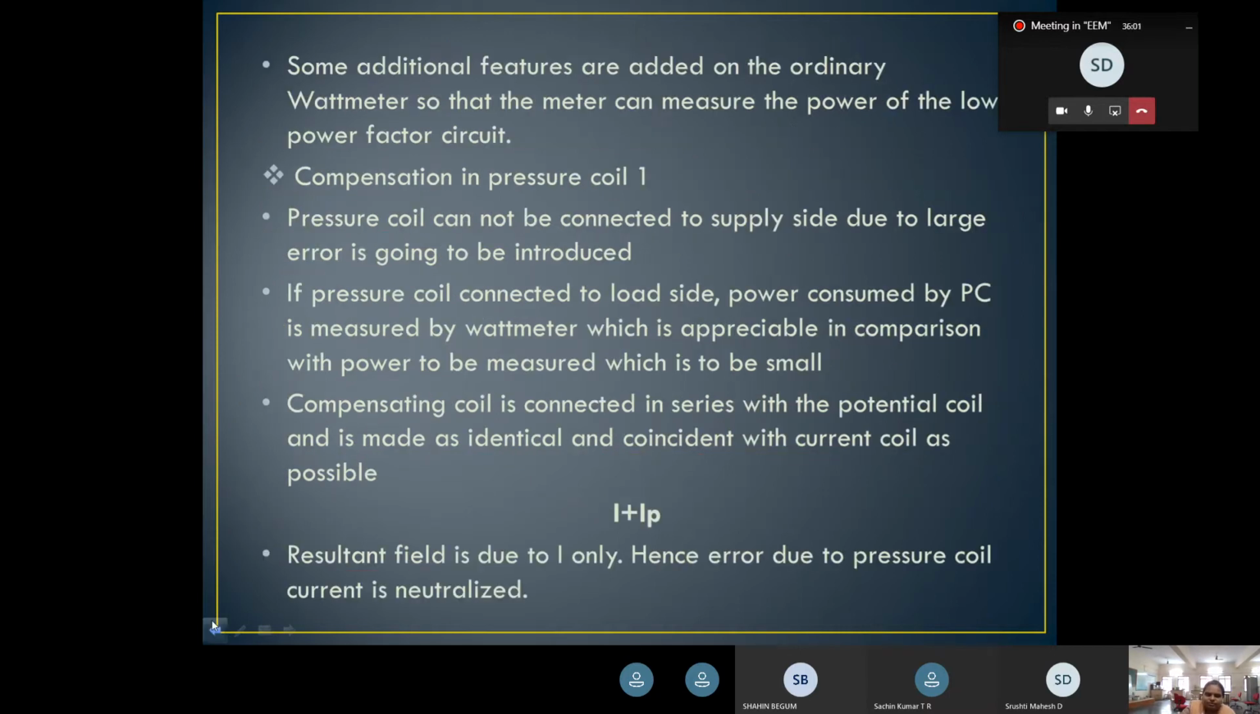The next point is what we can do for the construction. Some additional features are added to the ordinary wattmeter so that the meter can measure the power of the low power factor circuit.